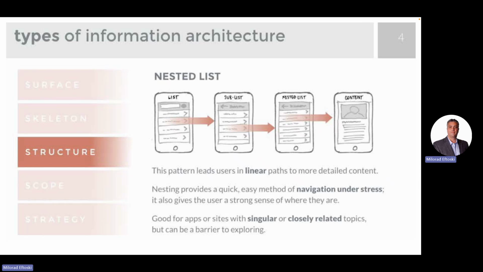Basic search engines have this. If you go to a survey questionnaire, they take you from the steps to the next steps. So it's basically one screen to the next. A quick navigation, easy method under stress. It also gives the user a strong sense of where they are. Good for apps or sites with singular or closely related topics. It can be a barrier to exploring. Well, maybe not as cross-functional with searching and stuff, but easy to navigate with.